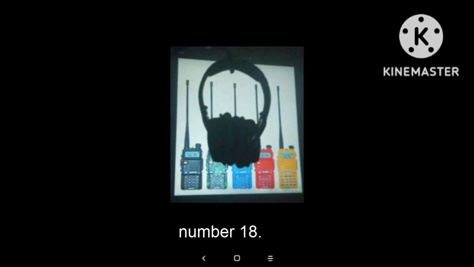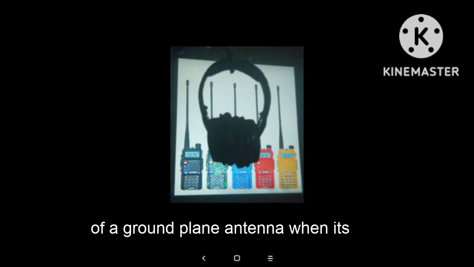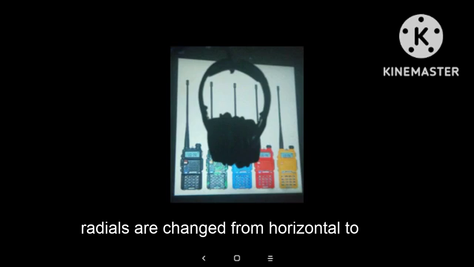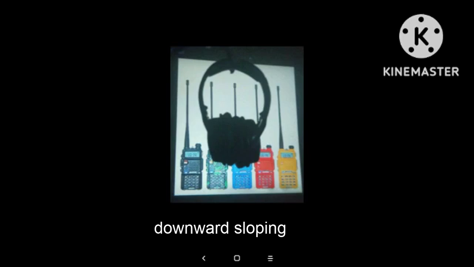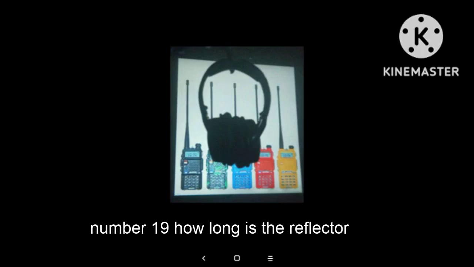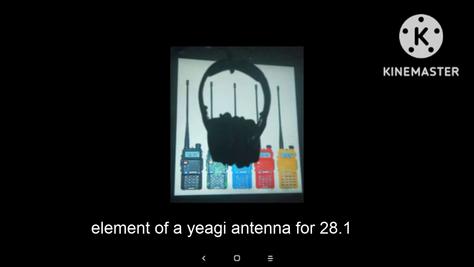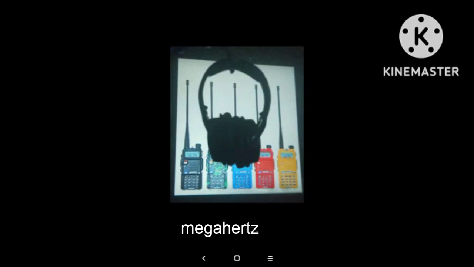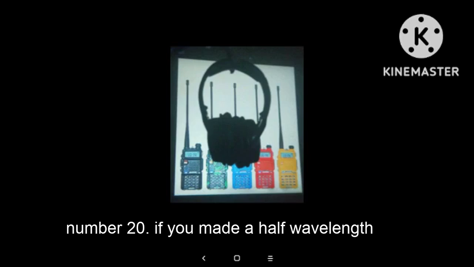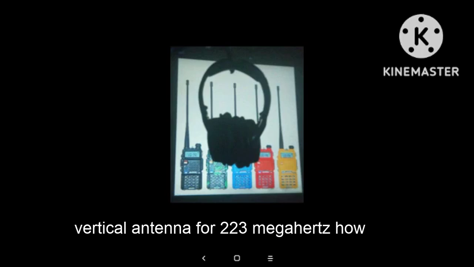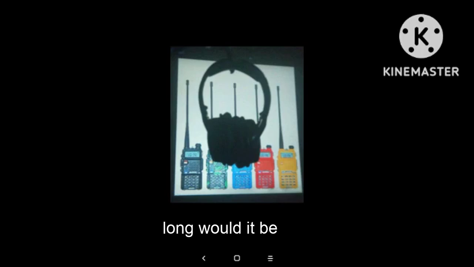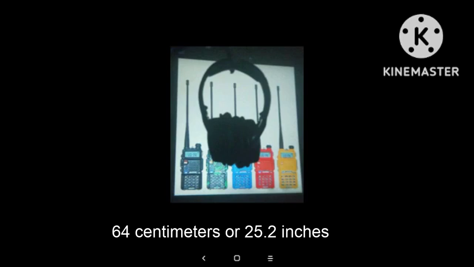Number 18. What happens to the feed point impedance of a ground plane antenna when its radials are changed from horizontal to downward sloping? It increases. Number 19. How long is the reflector element of a Yagi antenna for 28.1 megahertz? 5.33 meters or 17.5 feet. Number 20. If you made a half wavelength vertical antenna for 223 megahertz, how long would it be? 64 centimeters or 25.2 inches.